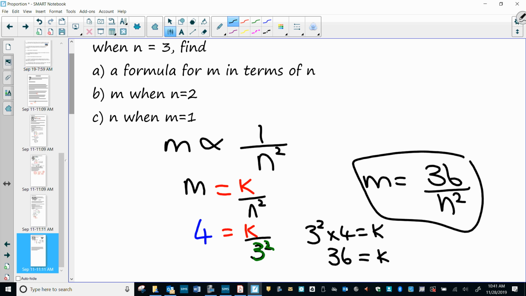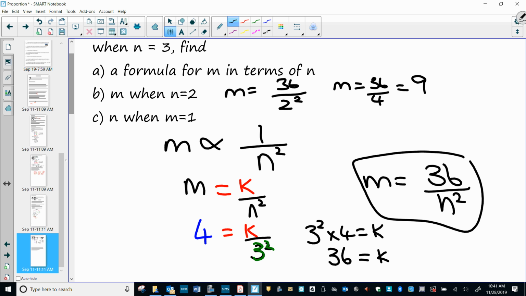Can we do B? So we need to find m when n is 2. So m is equal to 36 over 2 squared. So m is equal to 36 over 4, which is 9.